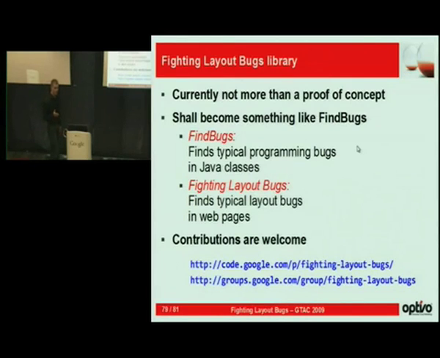If you have examples for layout bugs which are online, send them to the group. I would like to have a catalog of typical layout bugs, and if we have such a catalog, we can think about how to automatically detect those. If you have ideas for algorithms to detect layout bugs automatically, let us know. And if you want to contribute code, feel free. It'd be nice if I could start something here.